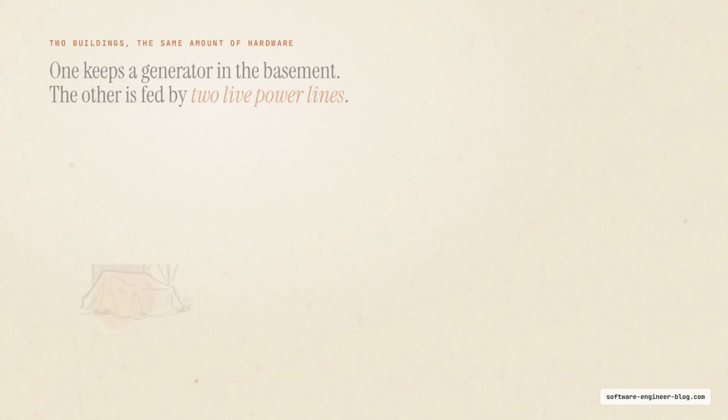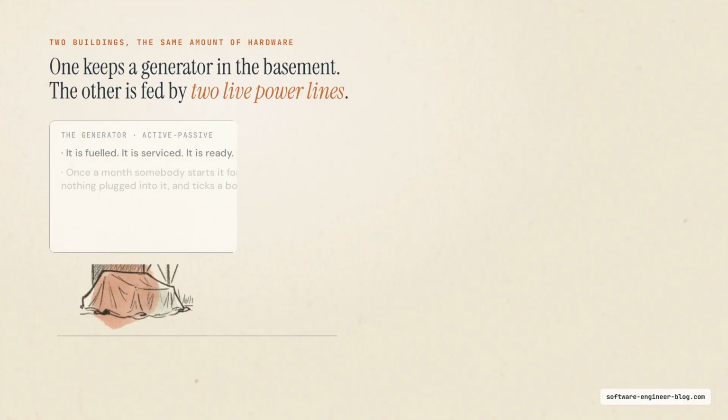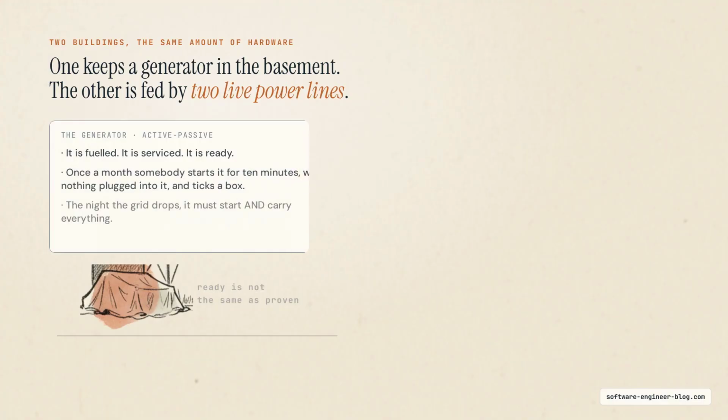Before any code, one picture, because it kills the confusion most people have. Think of a building with an emergency generator in the basement. It is fueled, it is serviced. Once a month, somebody starts it for 10 minutes with nothing plugged into it, ticks a box, and switches it off again. That building is active-passive.